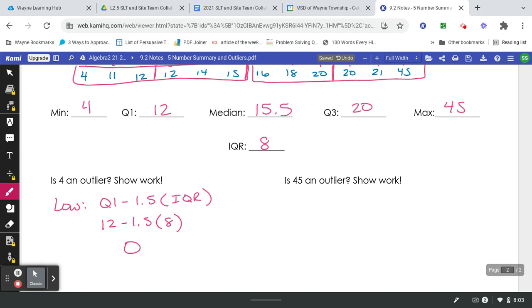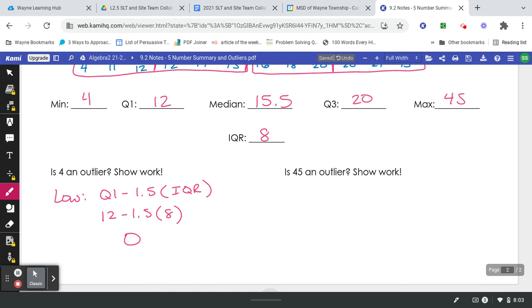So is 4 smaller than 0? Anything smaller than 0 would be an outlier. So 4 is not smaller than 0. 4 is within the range. So is 4 an outlier? No, it's not. It would have to be smaller than 0.